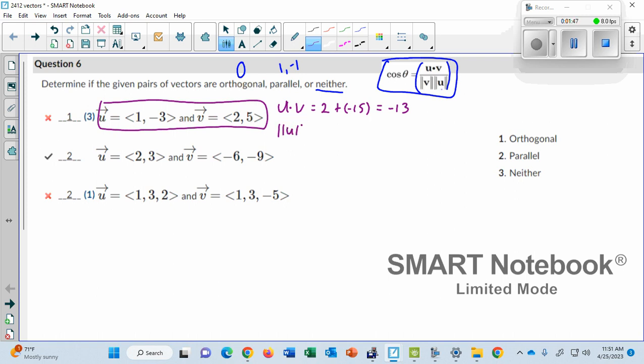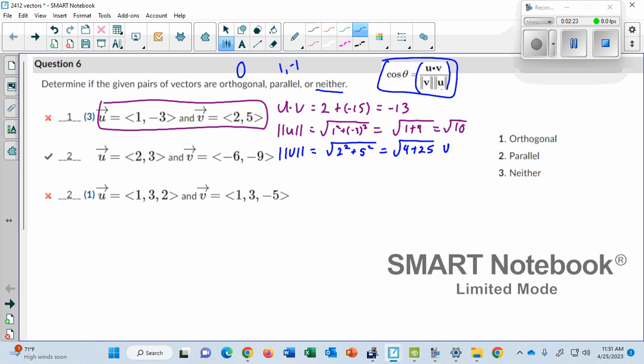The magnitude of u, you take the square root of each component squared. So 1 squared plus -3 squared, which gives us the square root of 1 plus 9, which is the square root of 10. Then I need to do the same thing for the v vector. I'm going to take the square root of 2 squared plus 5 squared, so I get the square root of 4 plus 25, which is the square root of 29.